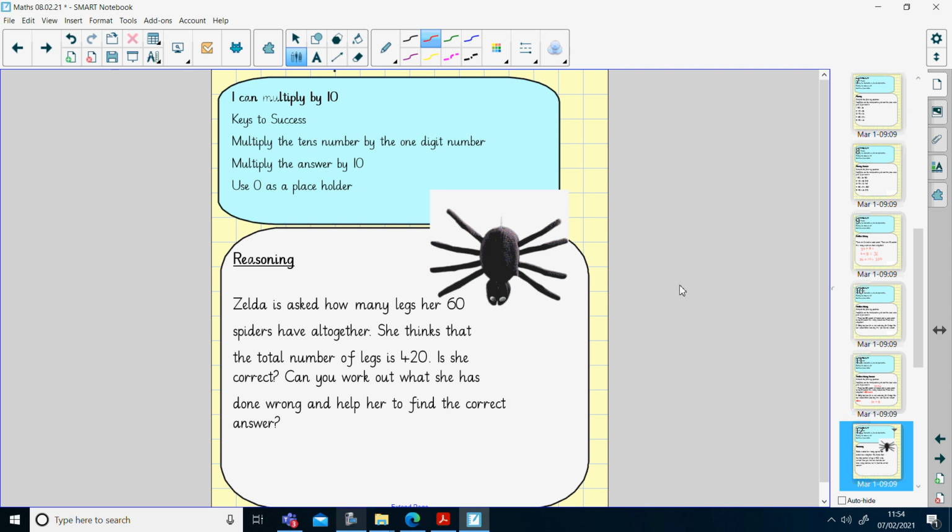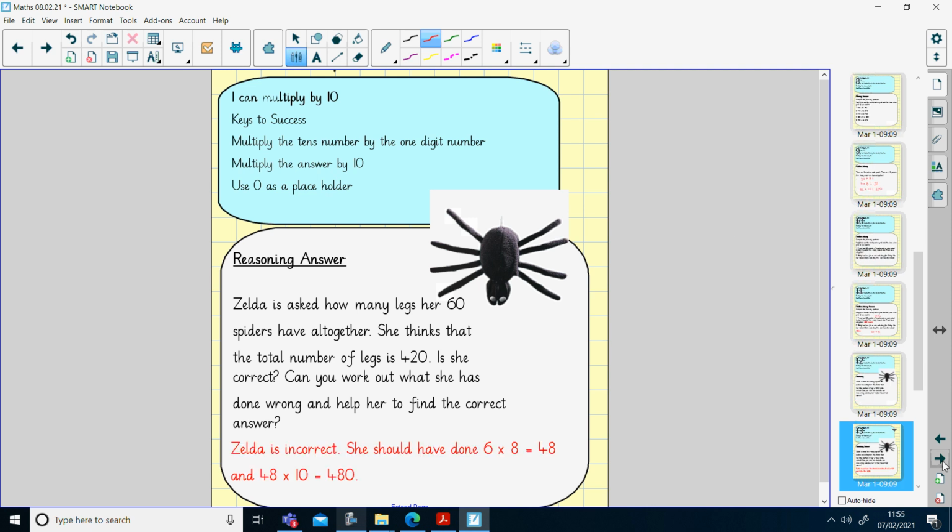Let's have a look at a reasoning question. So Zelda is asked how many legs her 60 spiders have altogether. She thinks that the total number of legs is 420. Is she correct? Can you work out what she has done wrong and help her to find the correct answer? What I'd like you to do is pause the video, answer the reasoning question for me, and then pop back to me when you're done.